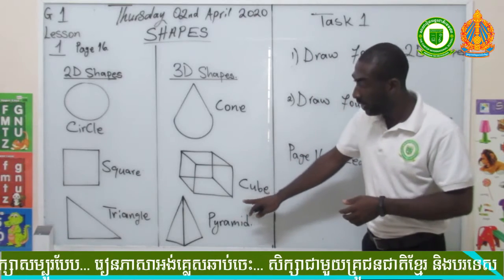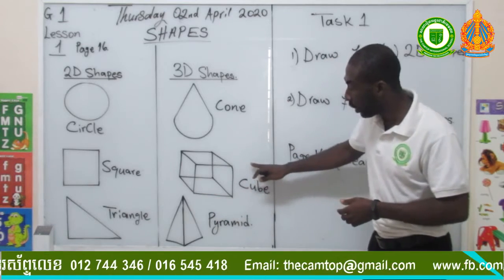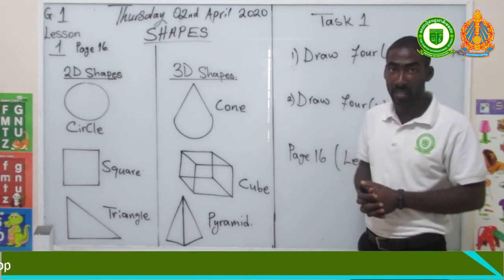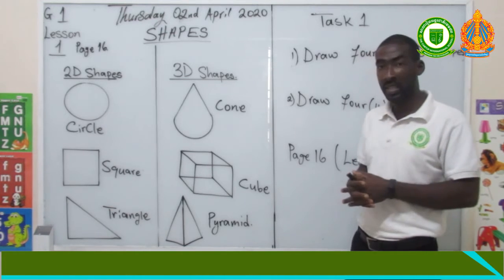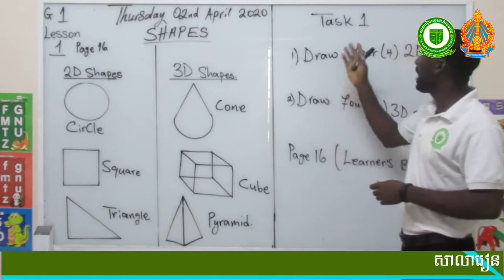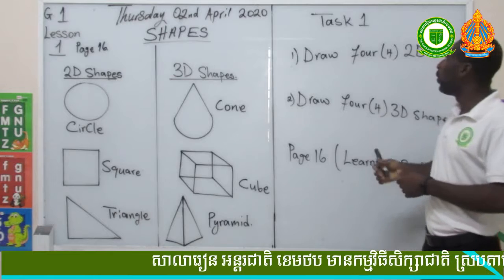Cube. So this is a cube, okay? You have a cube here. And then this is pyramid, okay? Pyramid. Is that alright?